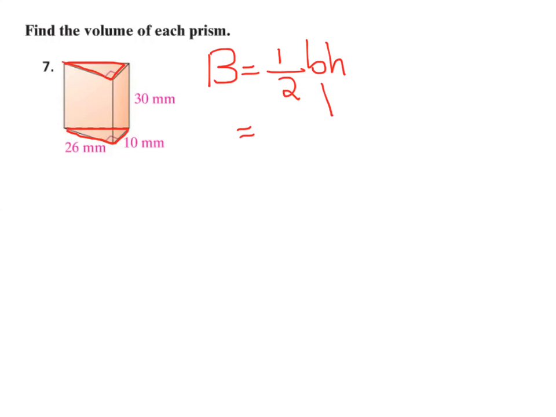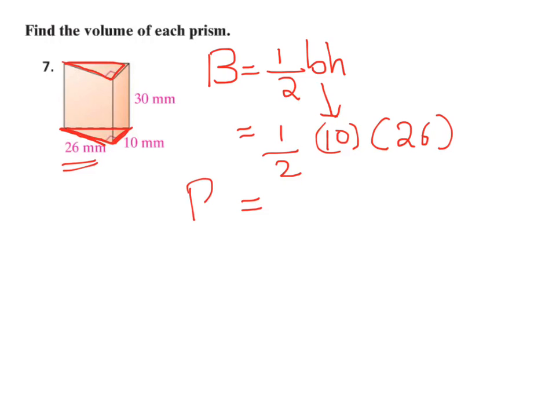Now how much is the base of the triangle? It is 10. And how much is the height of the triangle? 26. Multiplied with half. So the area of the base is going to be equal to half multiplied by 10 multiplied by 26. That is going to be equal to 130 millimeter cube.